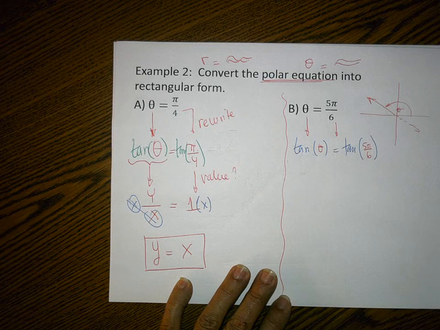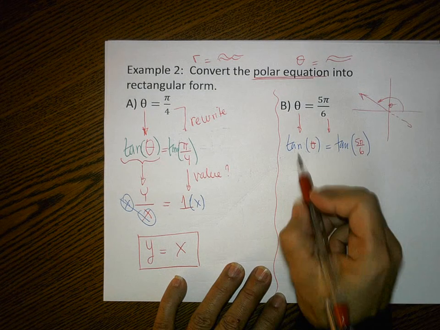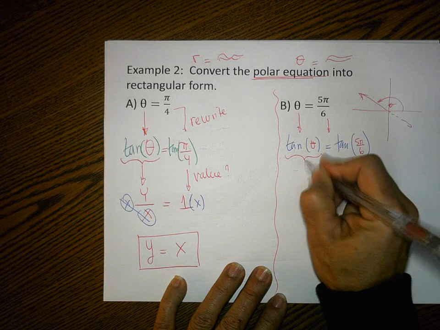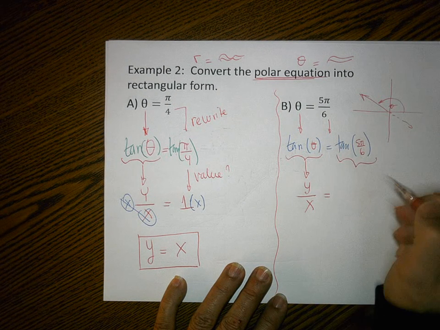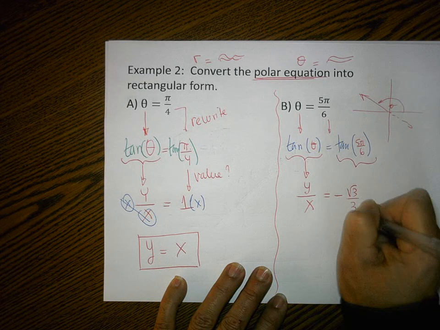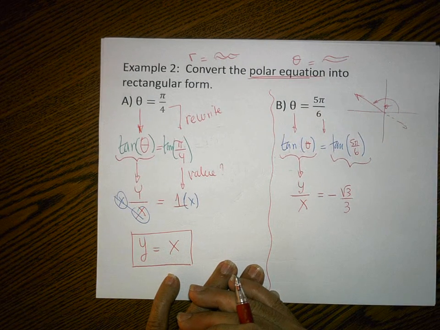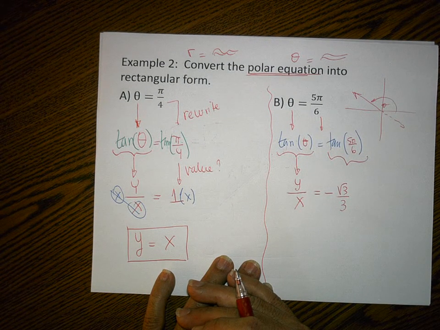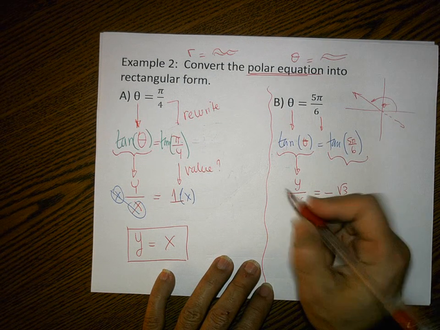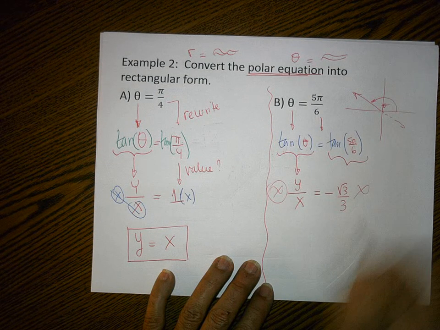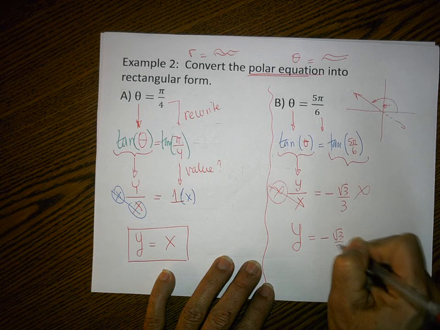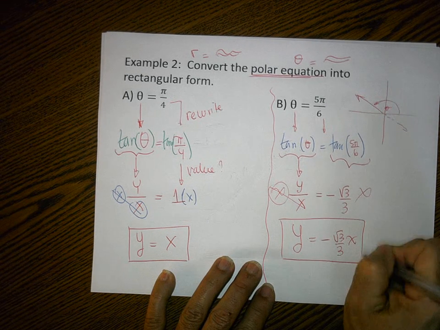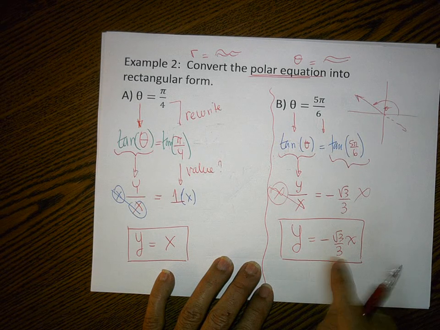So what is the tangent of theta? Well, I can substitute this for y over x. What is the tangent of 5 pi over 6? Negative root 3 over 3. Your unit circle never goes away in this class. All I have to do now is multiply both sides by x. It will reduce here, and I'll have y equals negative root 3 over 3 times x. That would be the rectangular equation for this tilted line over here.